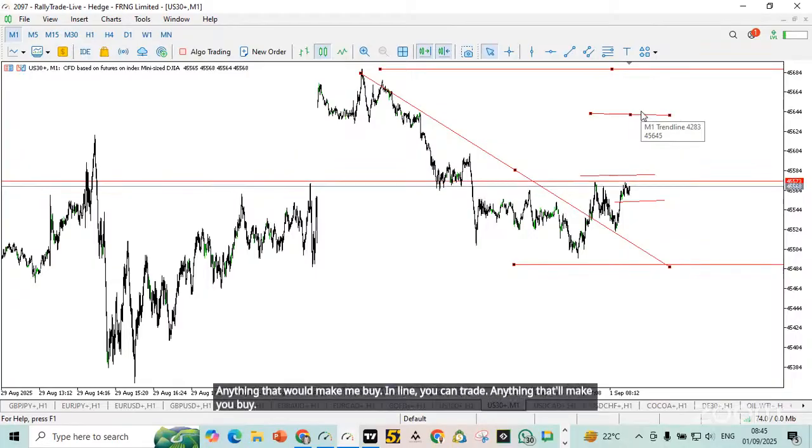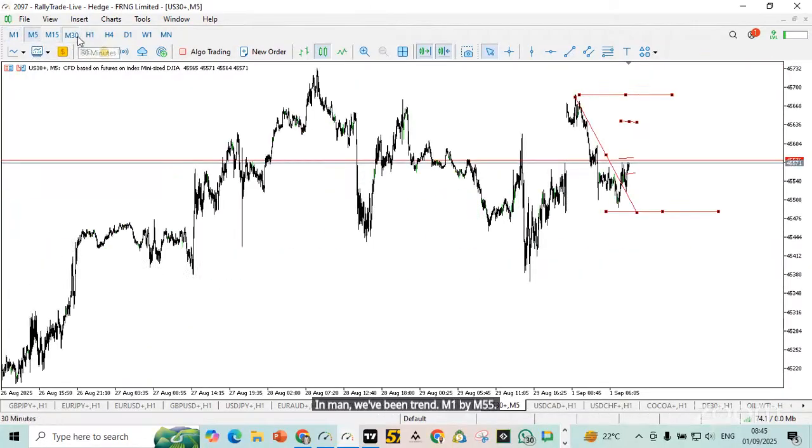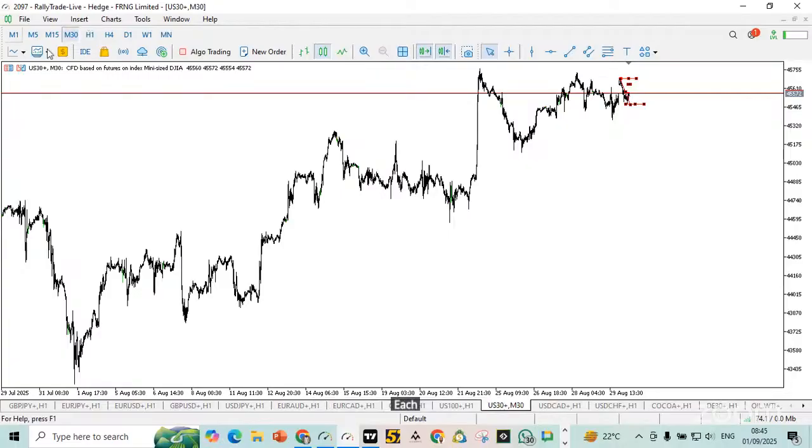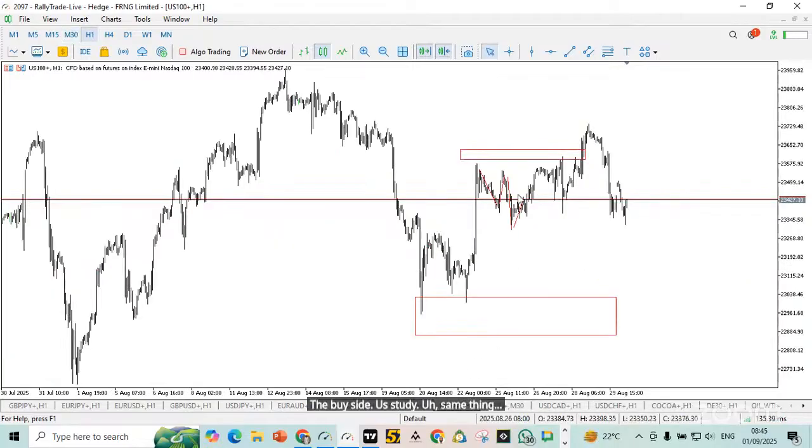Right? So simple. Anything that will make me buy in line with the trend is for me. So M1 buy, M5 buy, H1, they're all pointing towards the buy side, right? The buy side, US 30 buy. Same thing for the US 100.